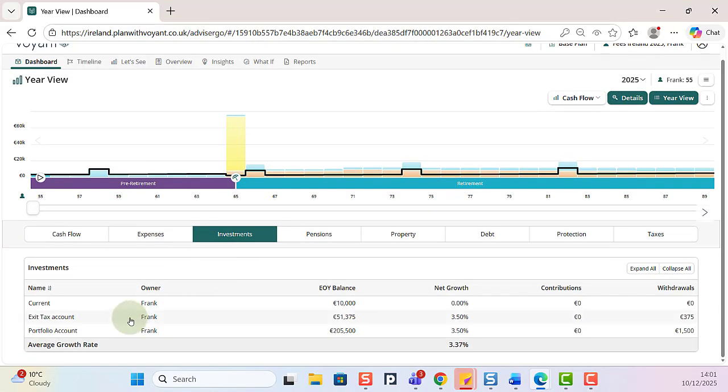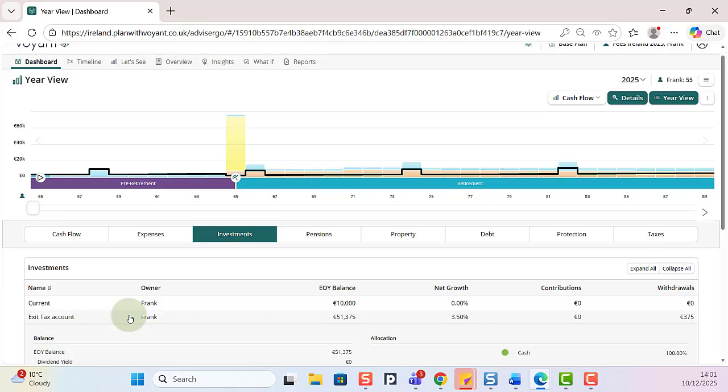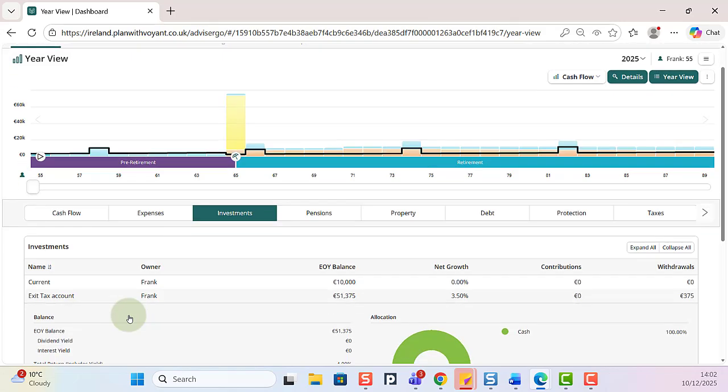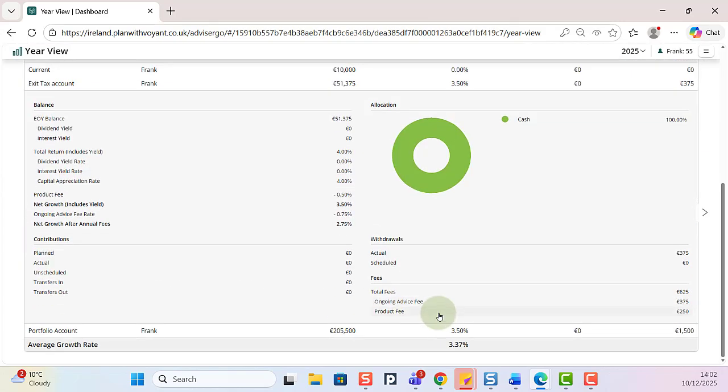So let's have a look at the exit tax one. What you're seeing here is the net growth rate of 3.5%, which is the gross growth rate of 4 less the product fee of 0.5%. There is now a fee section over on the right hand side. The enhancement does show the monetary amount of the product fee or fund fee. €250 is the equivalent of the 0.5%, but this is just information only. It does not deduct the fee.